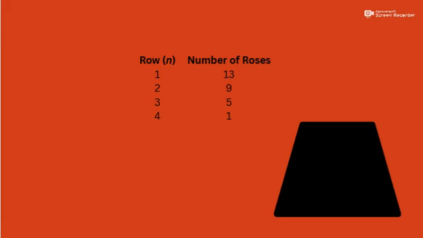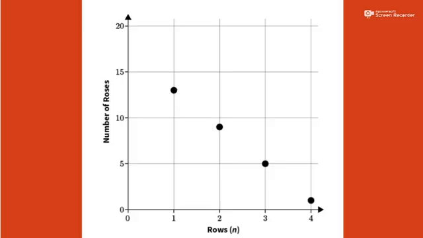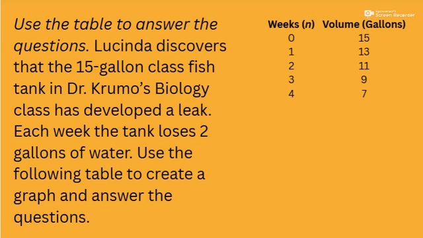So the horizontal axis will be row n, and the vertical axis will be number of roses, and I'll go ahead and show you what the graph looks like. And there's your beautiful little graph. This one is all you too. Use the table to answer the questions.